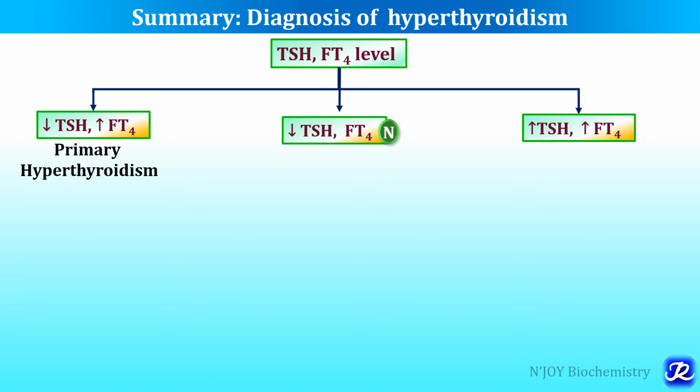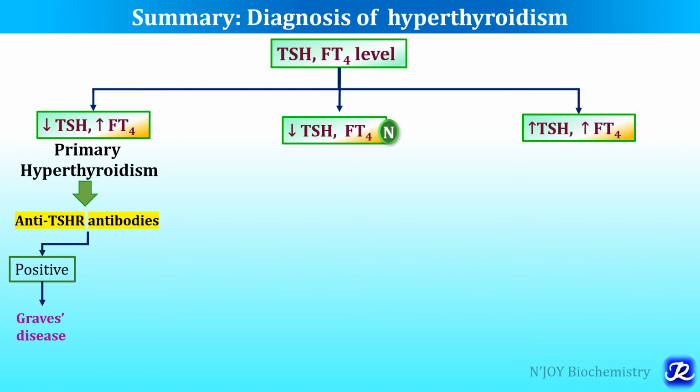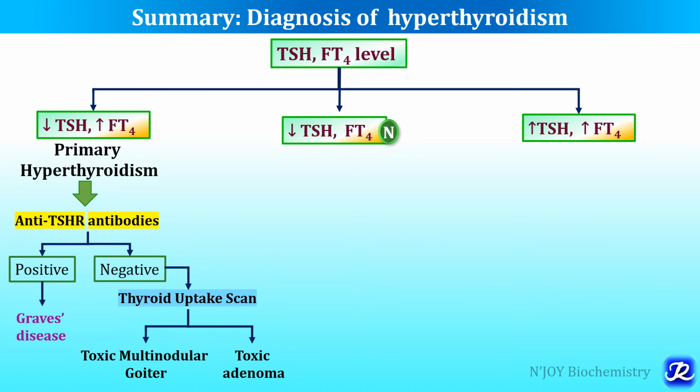Now to find out the exact cause, we have to estimate the antibody level, and the most common antibody, that is anti-thyroid stimulating hormone receptor antibody, that is TSH receptor antibody, is increased in Graves' disease. So if it is positive, it is Graves' disease, and if it is negative, then a thyroid uptake scan with the help of radioactive iodine and or technetium 99 can be done. The other etiologies like toxic multinodular goiter or toxic adenoma can be found out.